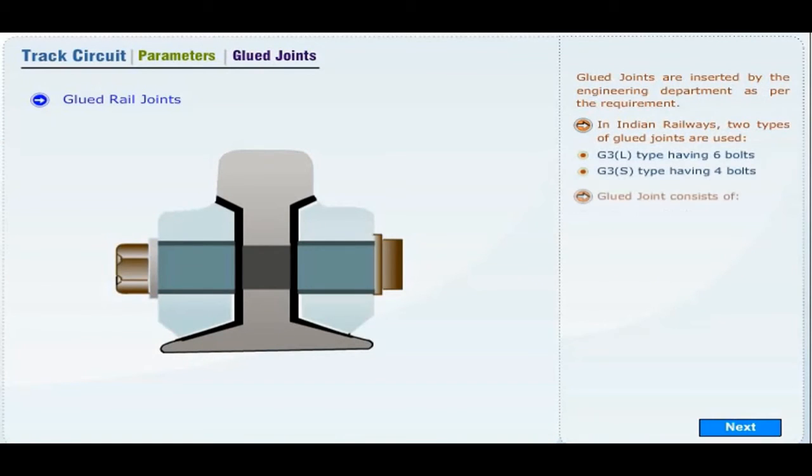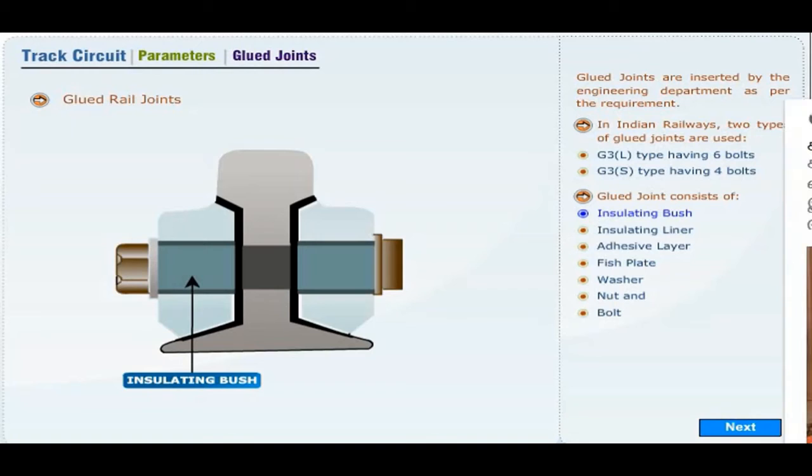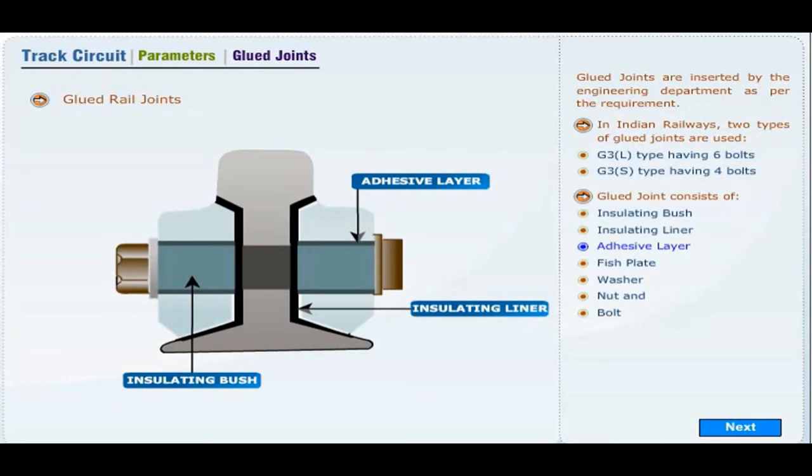Glued rail joints. Glued joints are inserted by the engineering department as per the requirement. In Indian Railways, 2 types of glued joints are used: G3L type having 6 bolts, and G3S type having 4 bolts. Glued joint consists of insulating bush, insulating liner, adhesive layer, fish plate, washer, nut and bolt.